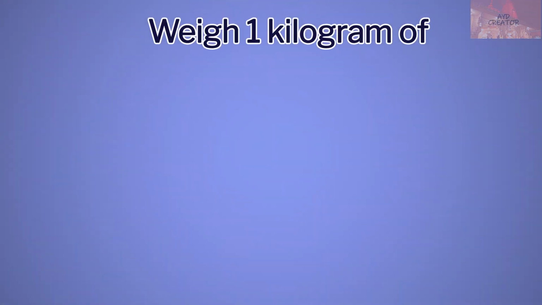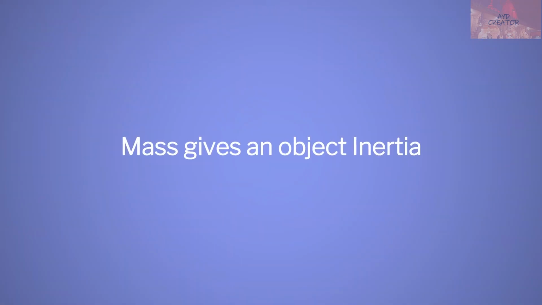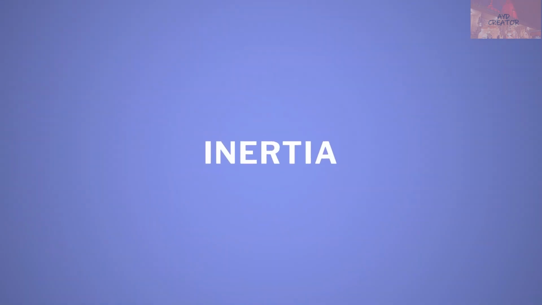This answers my question. Here, we have 1 kilogram of cotton and 1 kilogram of onions. Can you tell whether the mass of both of them is equal or not? We can see that the mass of 1 kilogram of cotton and 1 kilogram of onion is obviously the same, even though their volumes are very different. Mass gives an object inertia. In the next activity, we will learn about inertia.